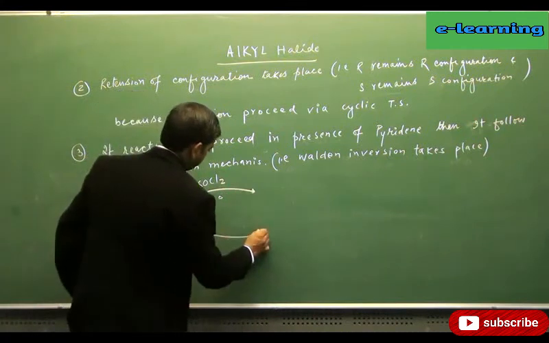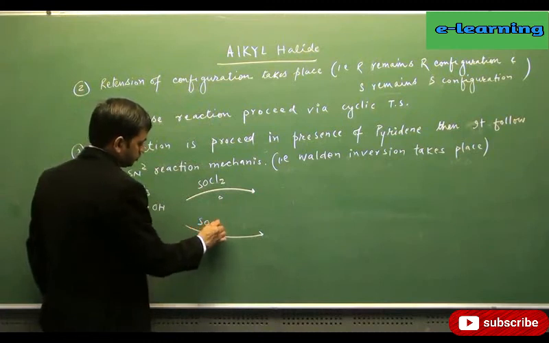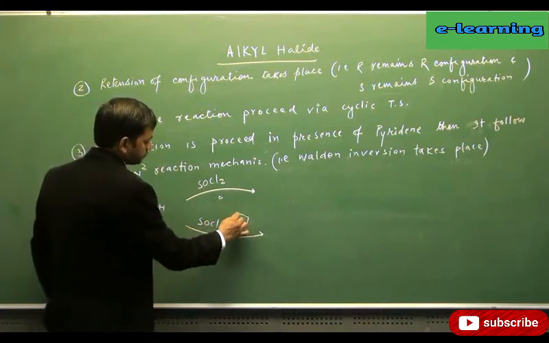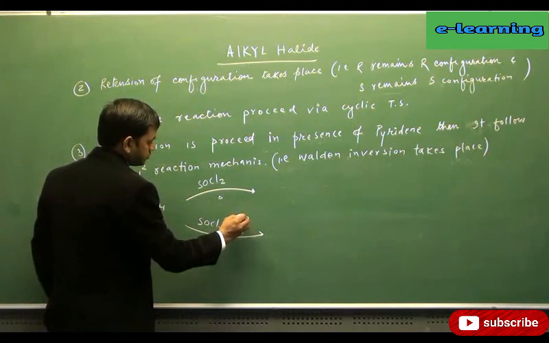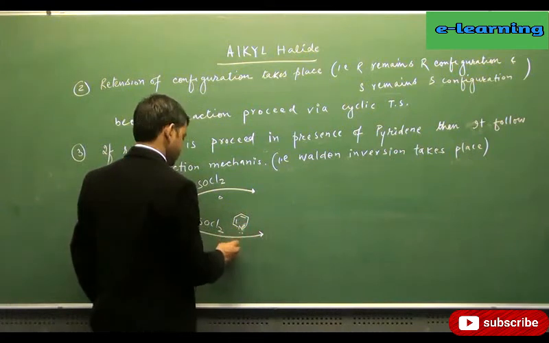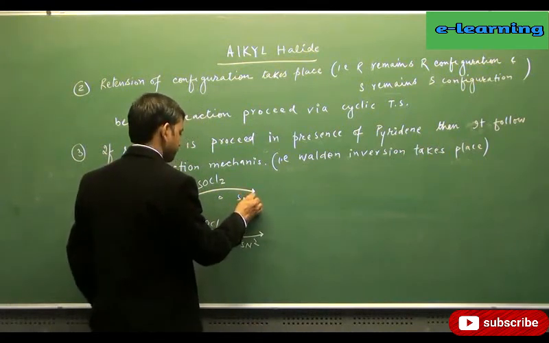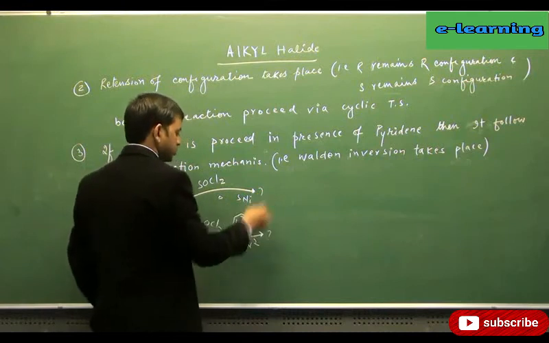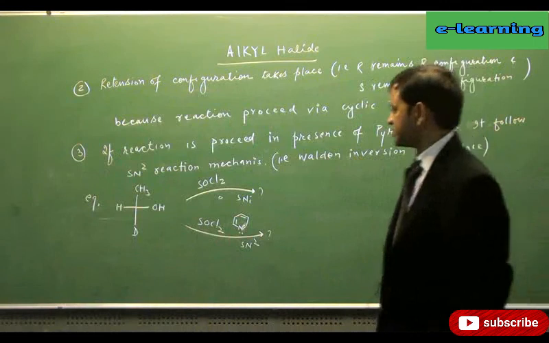On the other hand, when a similar reaction is done with SOCl2 in the presence of pyridine, this is pyridine, which acts as a base. Then the reaction proceeds via SN2. Why is it SN2 and why is it SN1? In SN2, we get inversion of configuration.